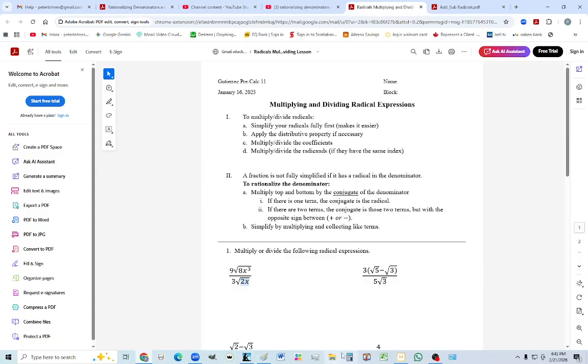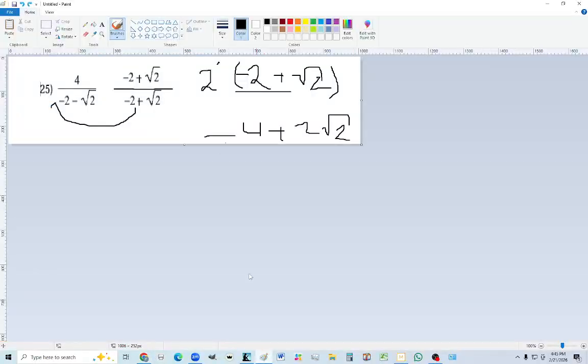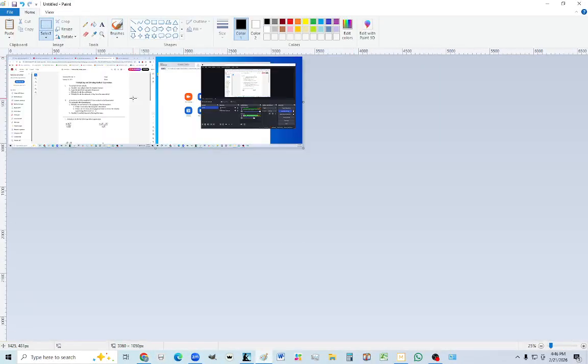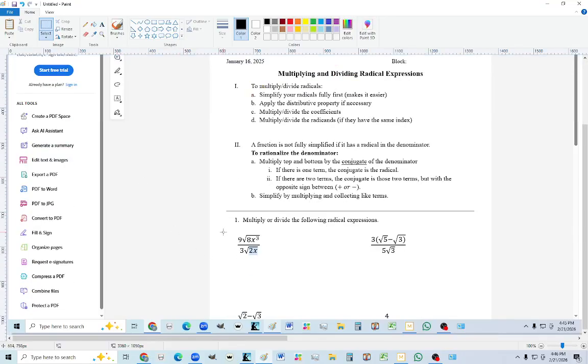This first one's pretty simple. They also want you to get rid of any radicals in the denominator. They consider that not simplified if there's a square root in the denominator. But I'm going to show you a couple ways to make this a little simpler on your life.